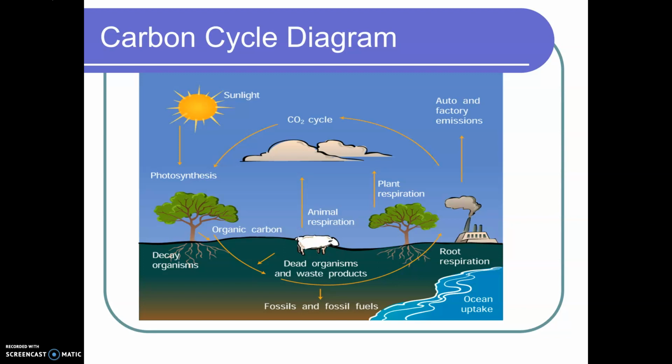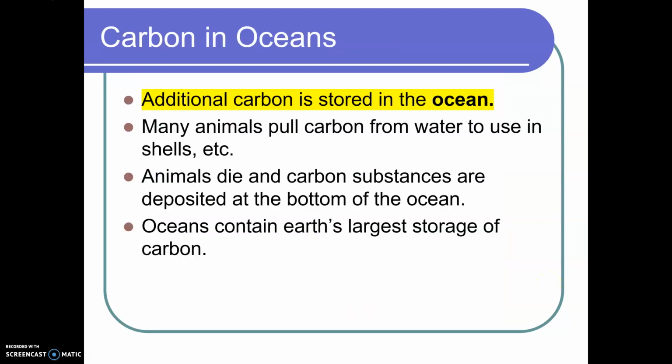And the second thing that I wanted to look at was this bottom part down here where it says ocean uptake. We're going to talk for a minute about how the ocean is used in the carbon cycle. Carbon is stored in the ocean. A lot of animals pull carbon from the water and use it for their shells and things like that. And when those ocean animals and plants die, they find their way down to the bottom of the ocean and they get deposited there. Same way if you were to die on land, eventually you would get into the ground. The ocean is actually the Earth's largest storage place of carbon because it's so large and there's carbon found in the water and in the ground below the water.